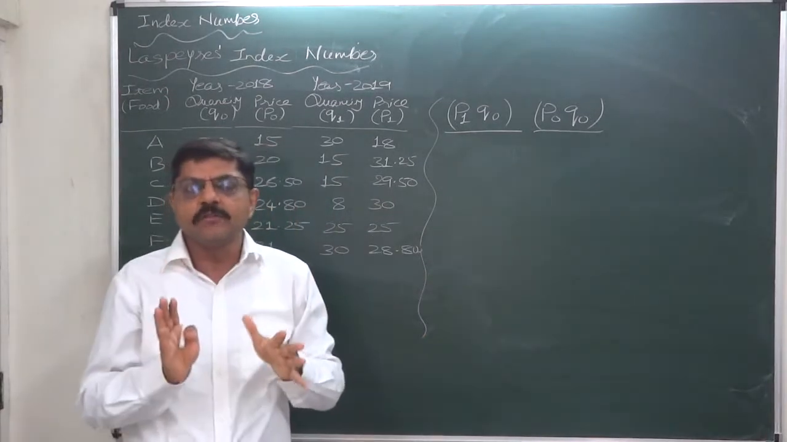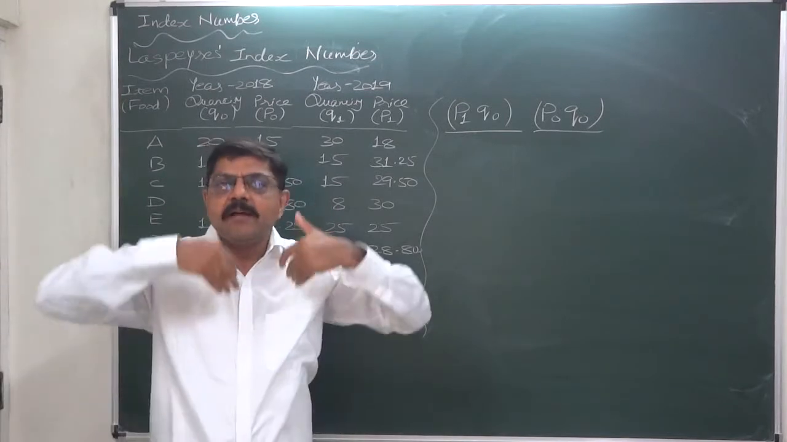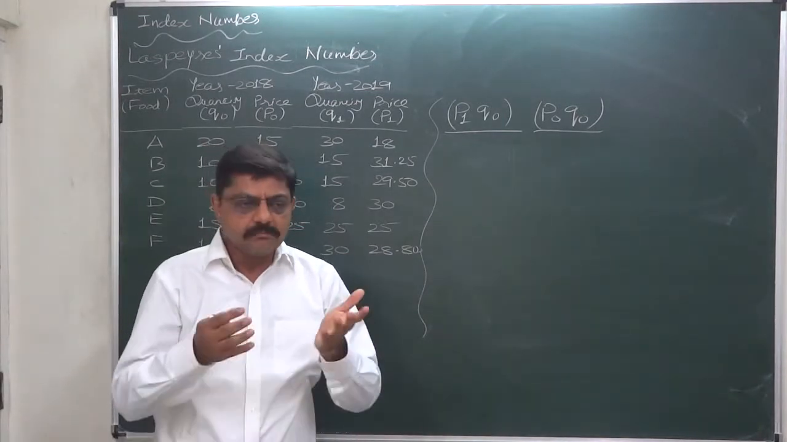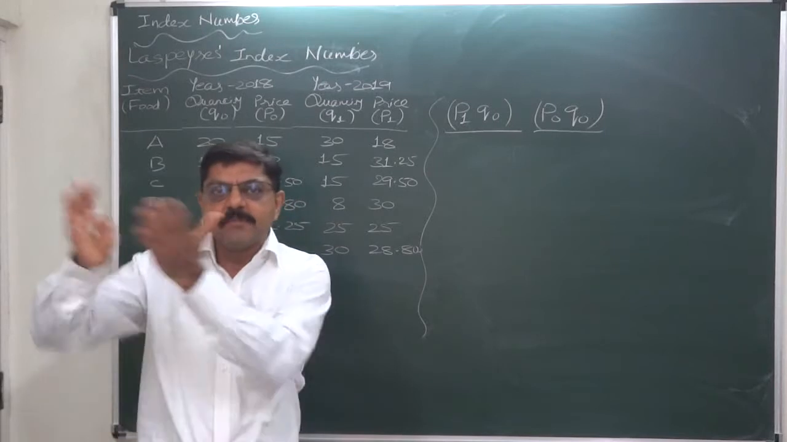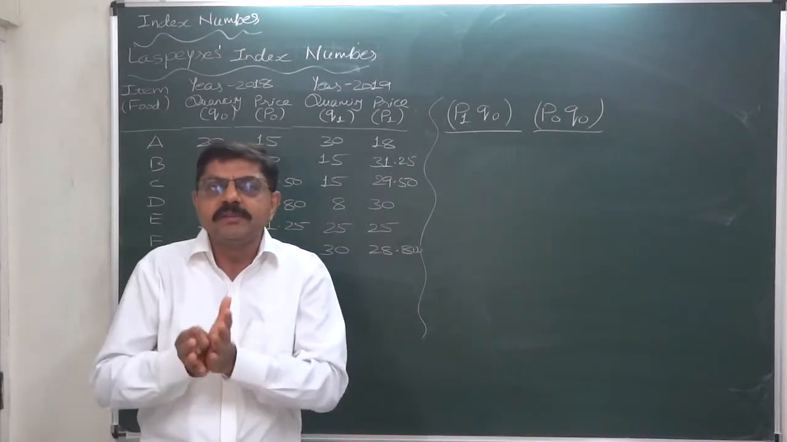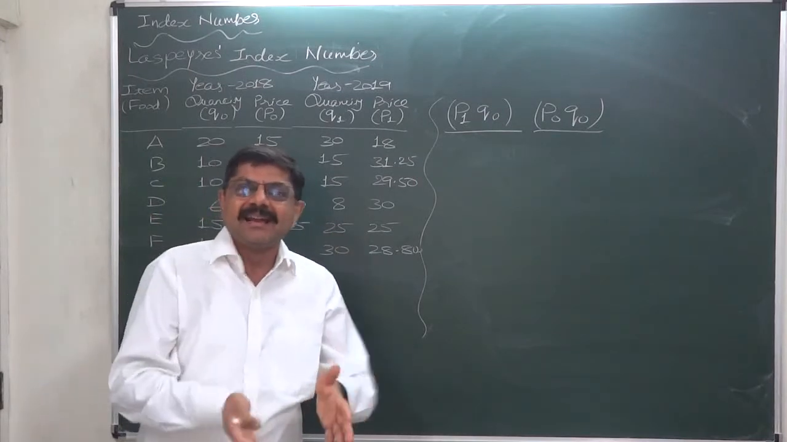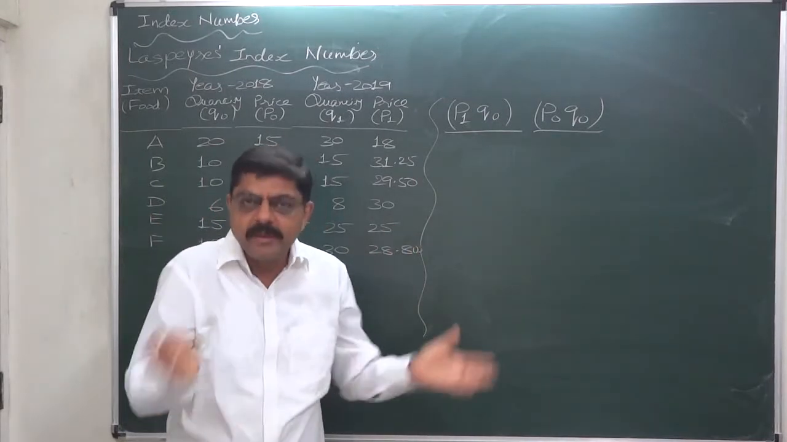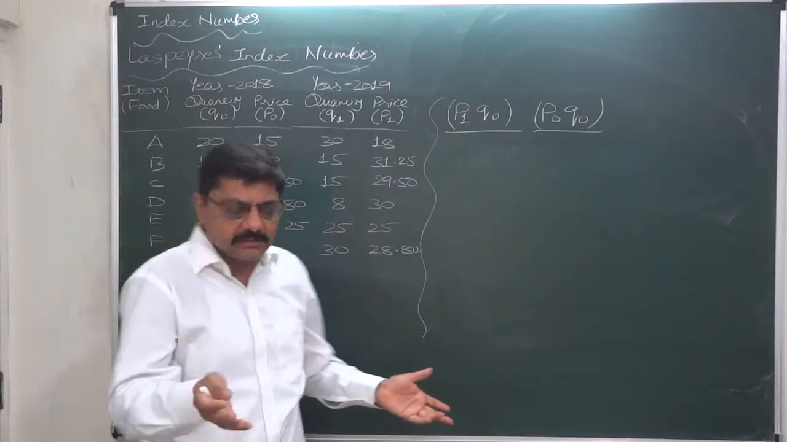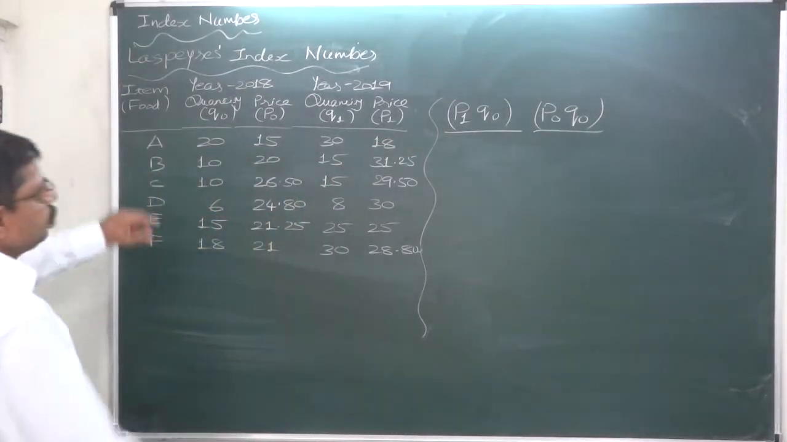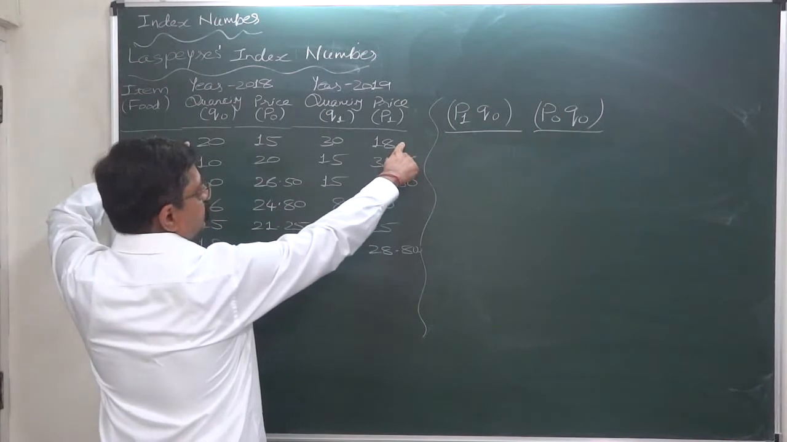This is one kind of notional cost, because we have already consumed the quantity in the base year at base year prices. But now we assume, what if we consume the same quantity in the current year at current year's prices? What could be our total cost? Okay, so P1 into Q0, first and last columns.